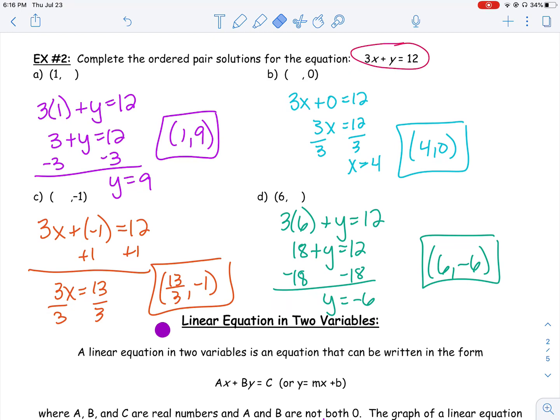Hopefully you got the same numbers I did. So if we have an equation and one of the coordinates, we should always be able to find the other coordinate if it's missing. Or if we have a full, complete ordered pair, an x and a y coordinate, we can always double check that that's a solution to the equation or a point on that line.